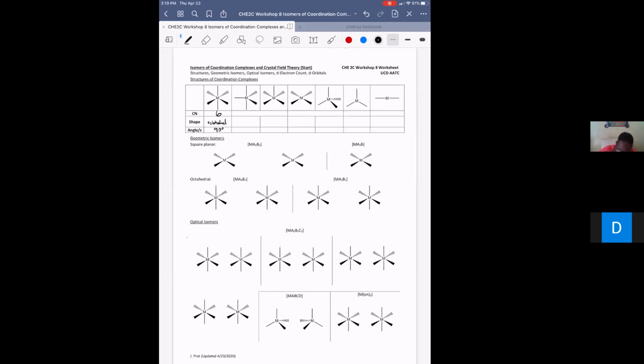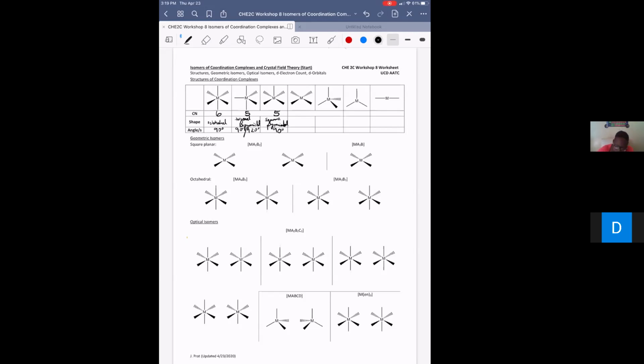Next, we have our trigonal bipyramidal shape. For our trigonal bipyramidal shape, we have a coordination number of 5. And the angles between our ligands here will be 90 degrees and 120 degrees. We can also get our square pyramidal shape, which also has a coordination number of 5. And for our square pyramidal shape, all of our ligands are 90 degrees apart.